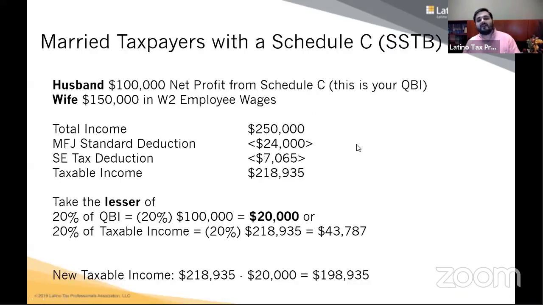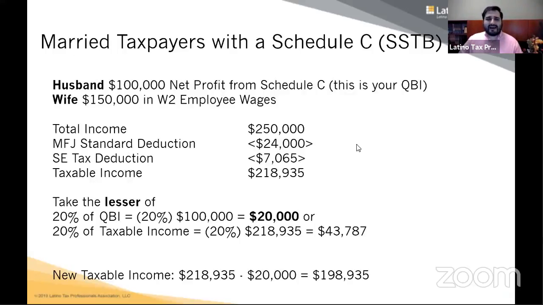The following year, George marries a nice, lovely lady, and she makes a good amount of money. So his new wife makes $150,000 at her job. She's an employee. George still makes the same. He makes $100,000 net income from his Schedule C. He's still a tax professional, which means he's still a specified service trade or business.